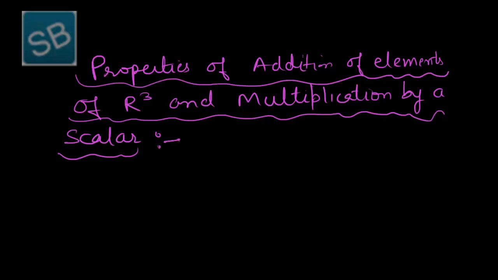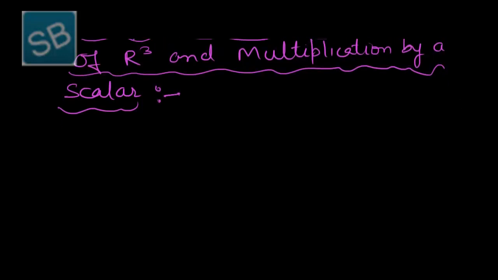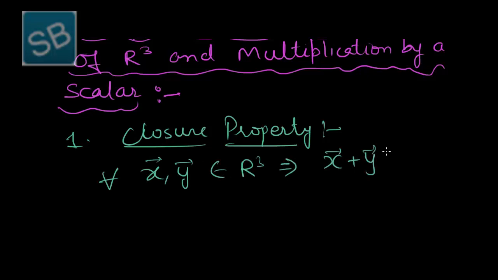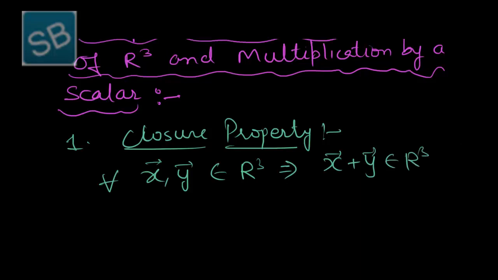So first of all, we are going to define the first property, that is the closure property. For all vectors x and y belonging to R³, x plus y belongs to R³. That is called the closure property.